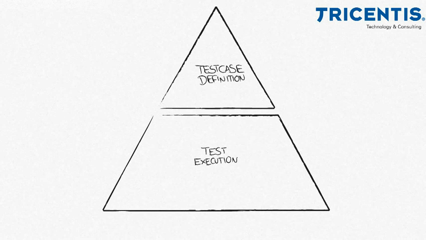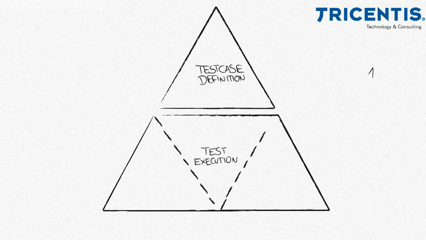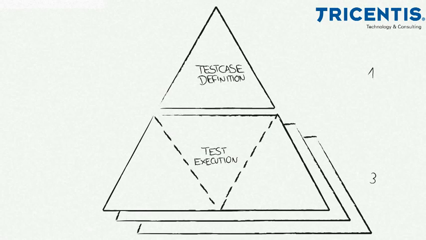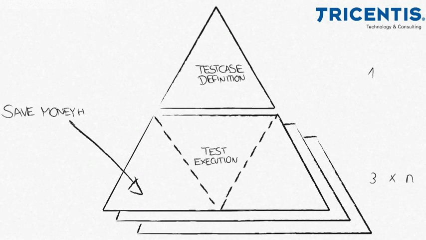When we consider the efforts associated with the tasks, we find that, on average, test case definition takes up 1 part of the time compared to 3 parts for test execution. Now, this may be an appropriate ratio as long as you execute your test cases once, but usually we execute our test cases a couple of times, and then this ratio gets really bad. So, the bottom line, if you need to increase test efficiency, you need to address this area. This is where you save money.